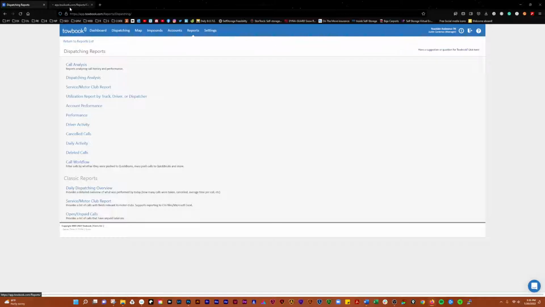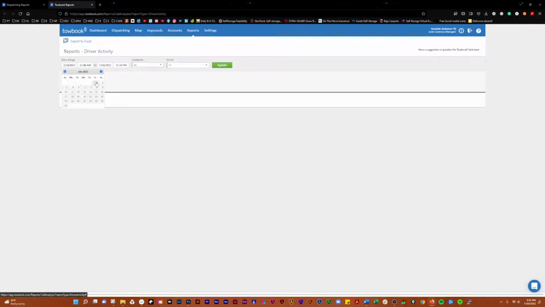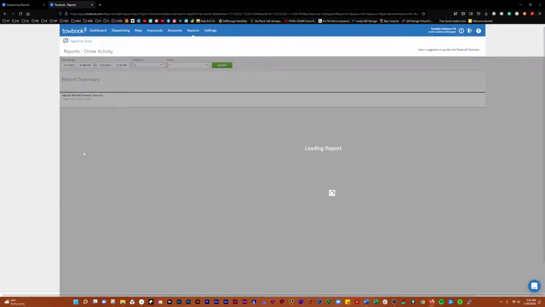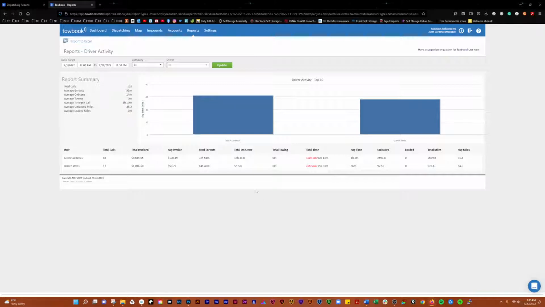Driver activity reports. So you can see here, if you look, load up. There we go. So you can see what Justin's doing. You can see what Darren's doing, how many calls they've done this month, what they've invoiced, their average, their total en route time that they've actually been driving, 14 hours. Total on scene time, 5 hours. Towing, total time, average time, unloaded miles, loaded, total miles, average miles.